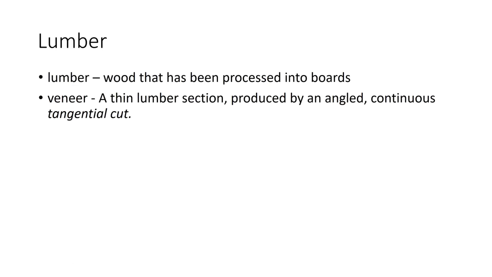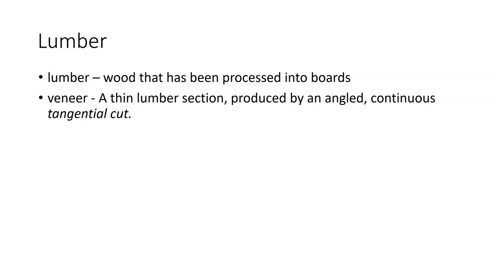We also have what we call a veneer. A veneer is a thin lumber section produced by an angled, continuous, tangential cut. What they often do is they will take a tree. Larger trees often get processed into large boards. Sometimes larger trees get processed into veneers, depending on the type of wood.